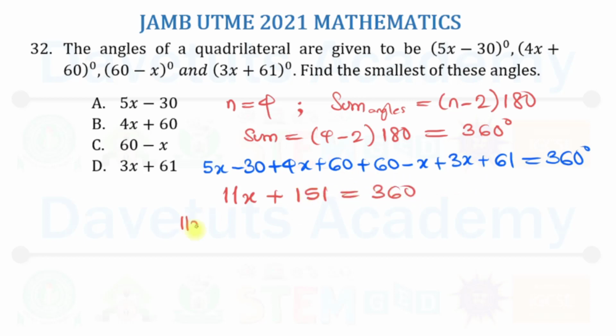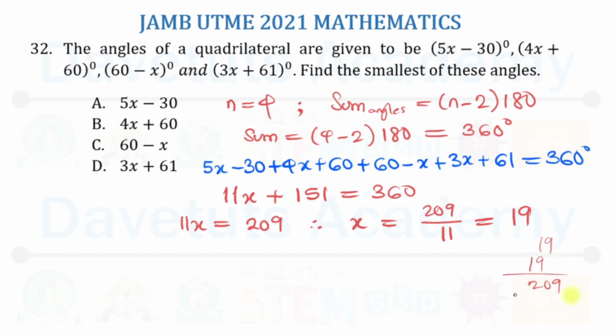Such that 11x will be 360 minus 151. I'll put 151 here. That will be 209, okay, and x itself will be 209 over 11, that will be 19, okay, because 19 times 11 is 209. I was just using my eyes to try and get that. So x is 19, x being 19, we can now look at all those angles to see what we are going to find.